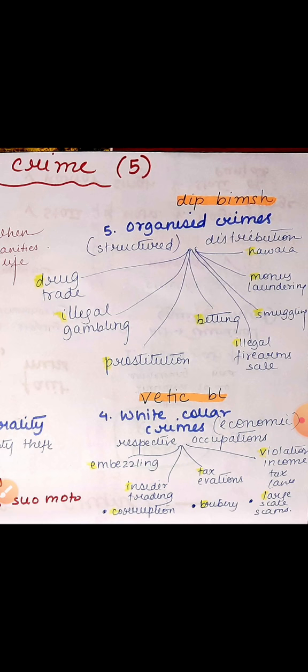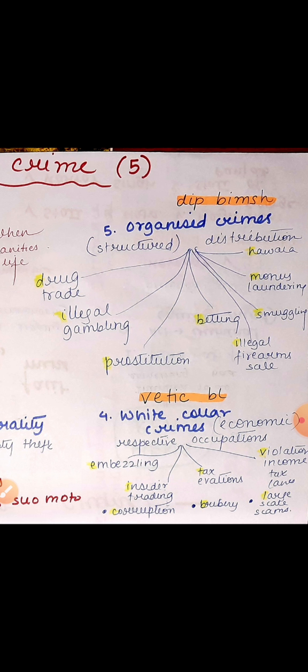The fourth category is that of the white collar crimes. They are economic offenses. Whenever you hear about the word white collar crimes, always remember it's economic offenses. It can be of various types, obviously, and these offenses are done by the wrongdoers in their respective occupations.